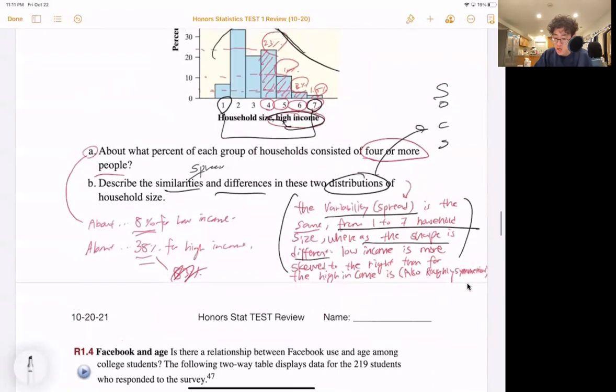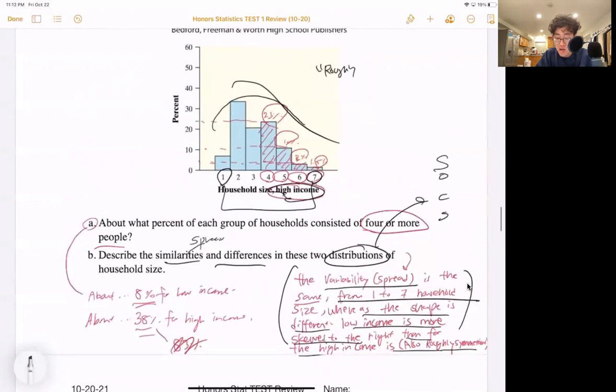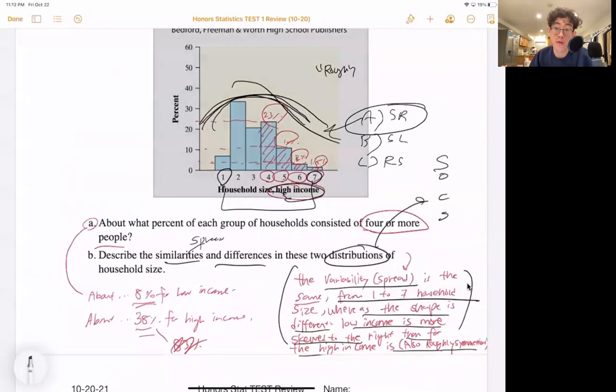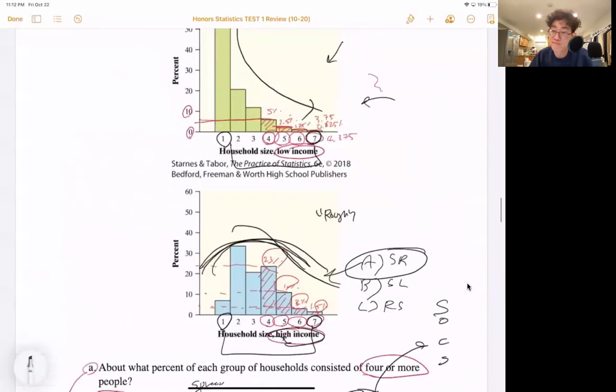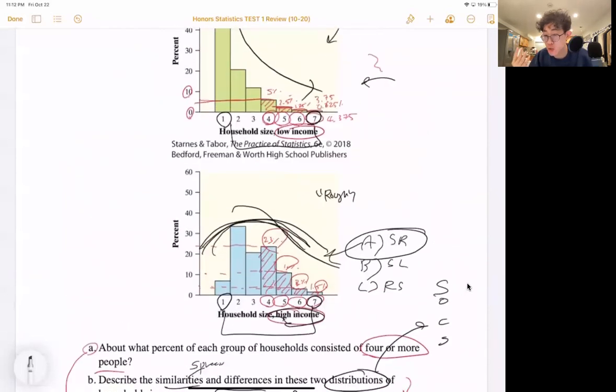So I mentioned that low income is more skewed to the right. Then for the high income, it's also approximately, roughly symmetrical. You can kind of argue that because of how the data is shaped right here. But if I had to pick a choice, like A, B, C, skewed to the right, skewed to the left, and roughly symmetrical, I will pick skewed to the right for this one. But compared to this, not even close. The first one is skewed to the right more than the second one.